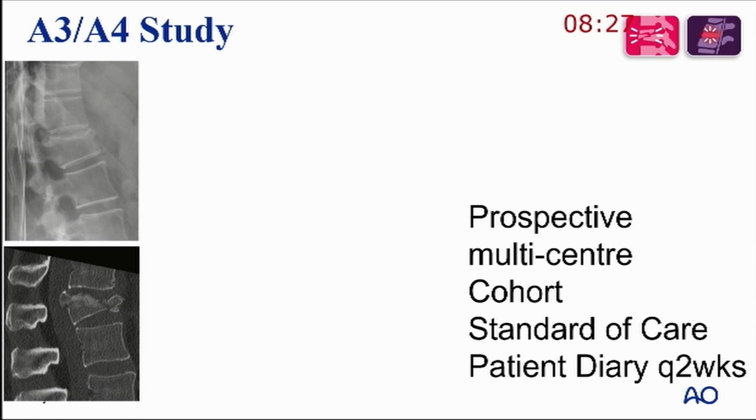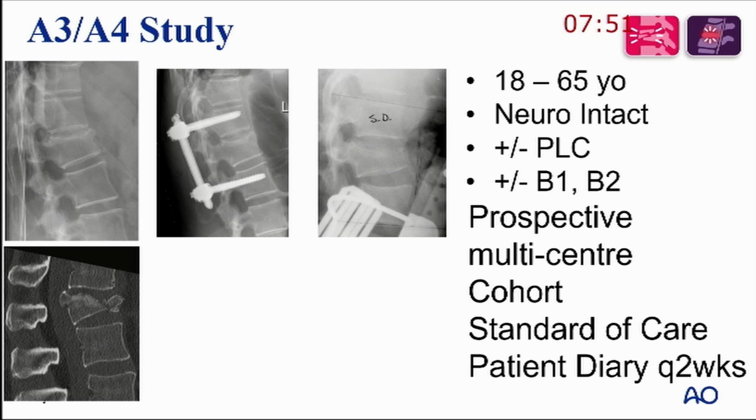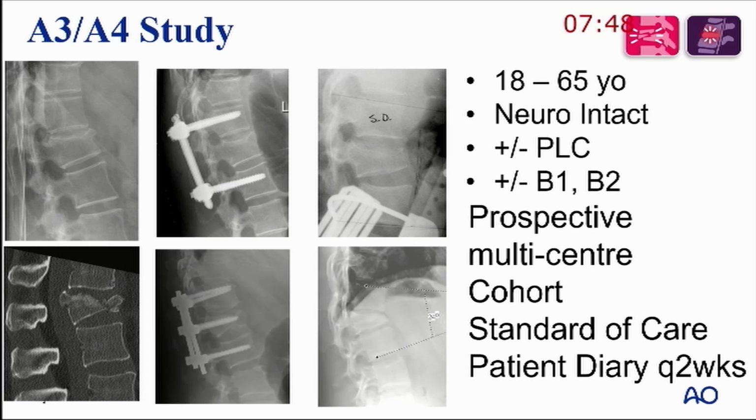We have this A3 fracture and A4 fracture, and we included all patients between 18 and 65 years with intact neurology. PLC injury, so B1, B2, we included those patients because sometimes it's not that easy to see whether it is injured or not. So what we wanted with our protocol was to include all the patients the local investigator thought is an A3 or A4 fracture and compare this treatment. So some surgeons opt for surgery for A3, some opt for surgery or conservative for A4.